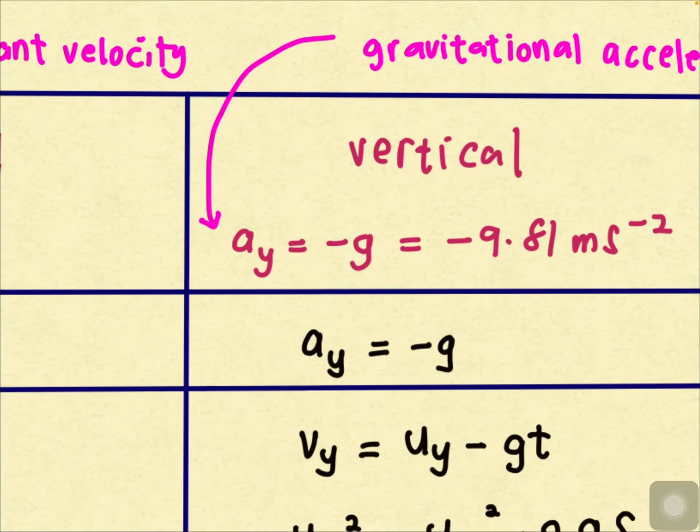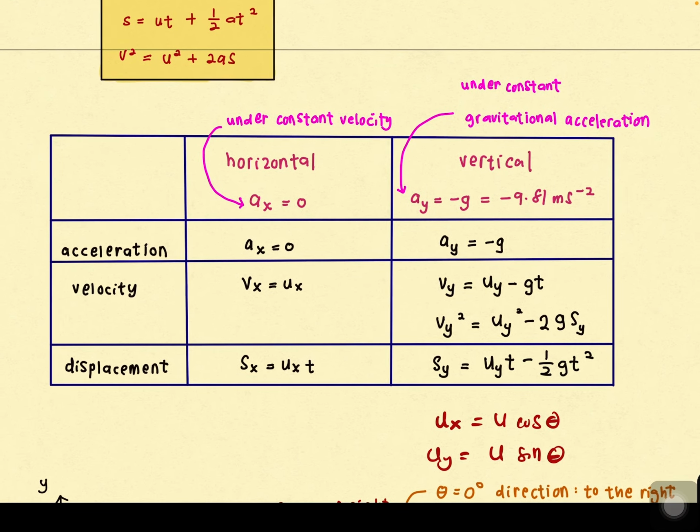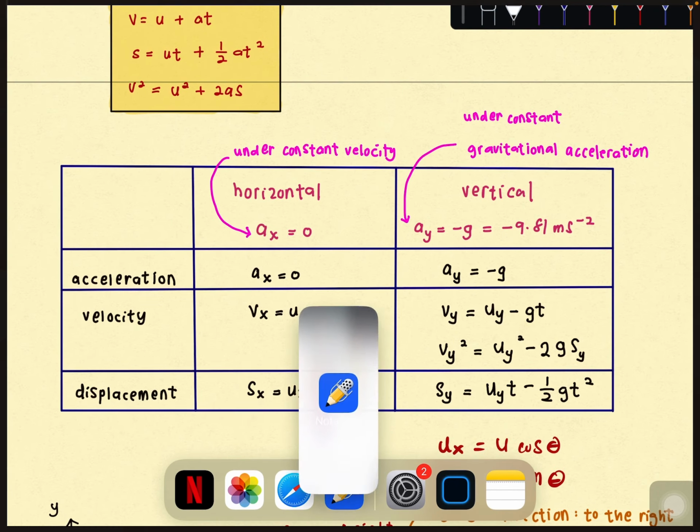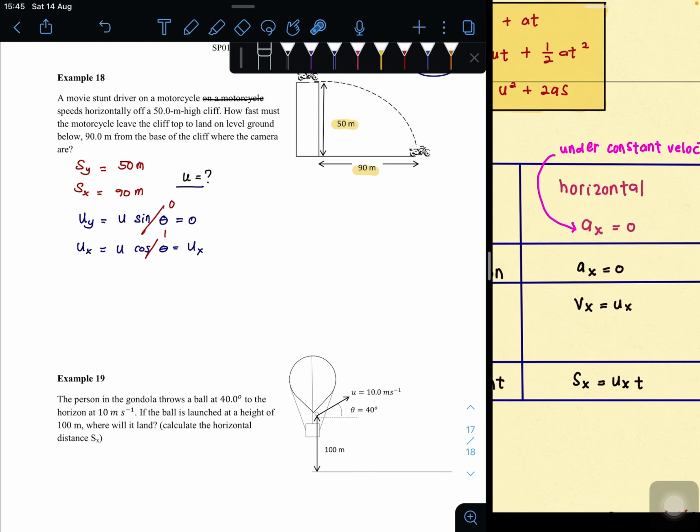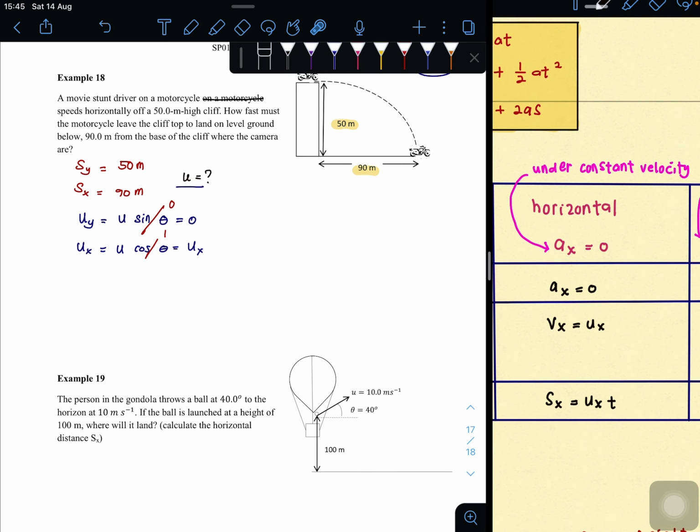Okay, so now if we look here, since we want to find ux, in order to find ux, we either need to find t or we need to find vx. The easiest is to find t because we already have the value for sx, which is given here. So according to this formula, we have the value for sx. In order to find ux, we need to find the value for t first.